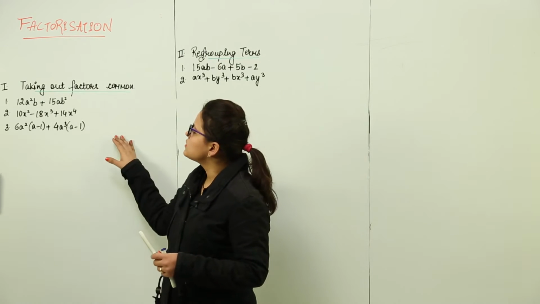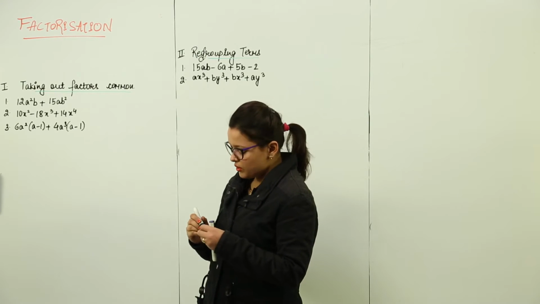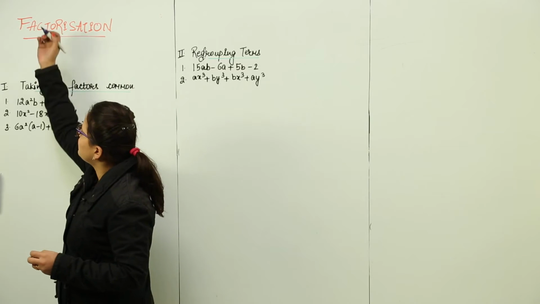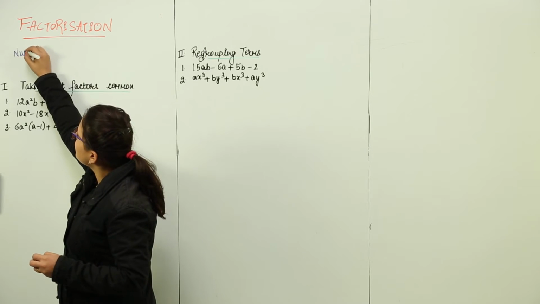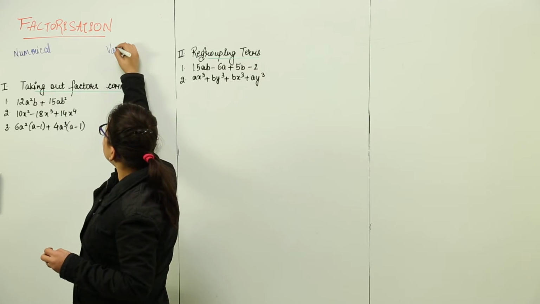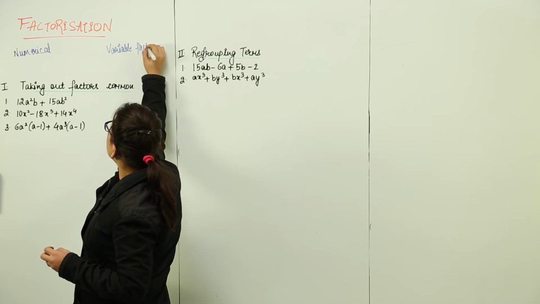The first method is to take out the common factors. How do we take out the common factors? Before taking out the factors, I want to mention the two types of factors. We have numerical factors and we have variable factors. Now what is the difference between them? Variable factors and numerical factors.